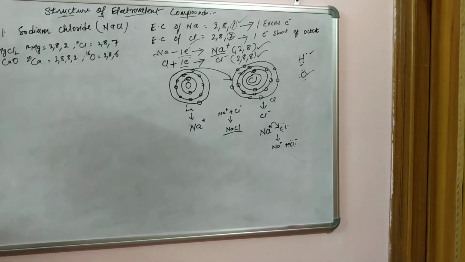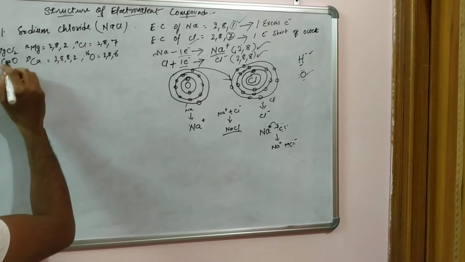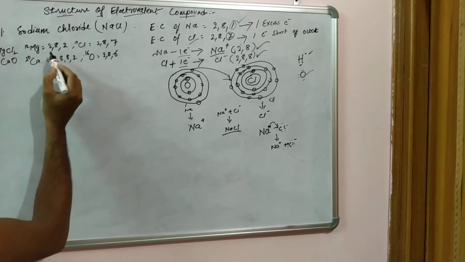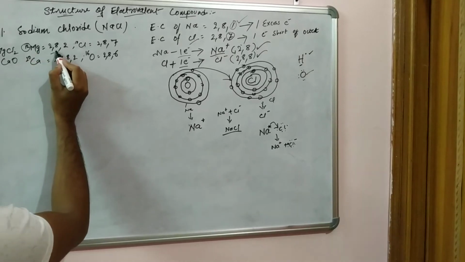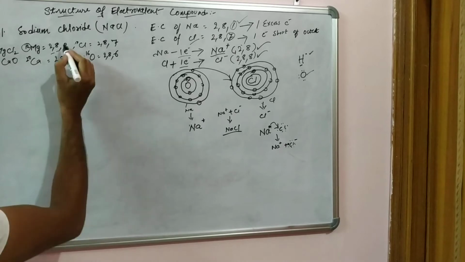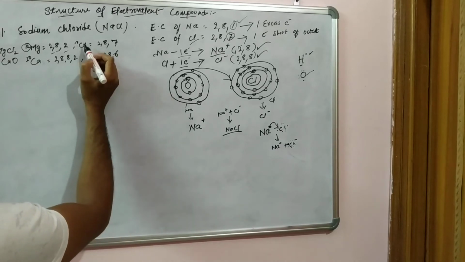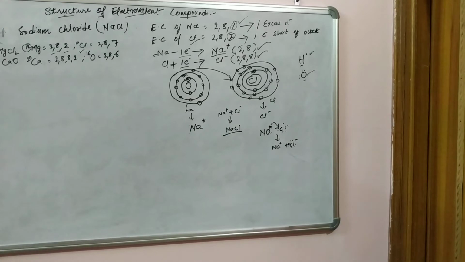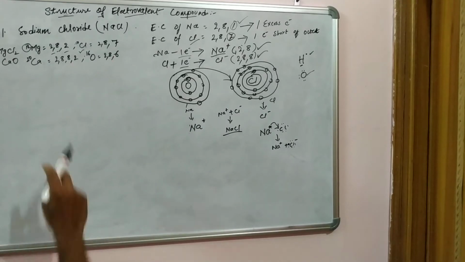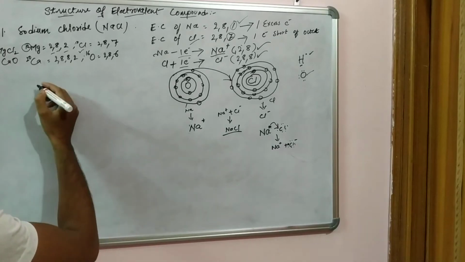Now coming on to magnesium chloride. Magnesium has atomic number 12, and its electronic configuration would be 2, 8, 2. It has 2 electrons in the outermost shell. Similarly, chlorine has 7 electrons in its outermost shell. So how does this magnesium chloride form?